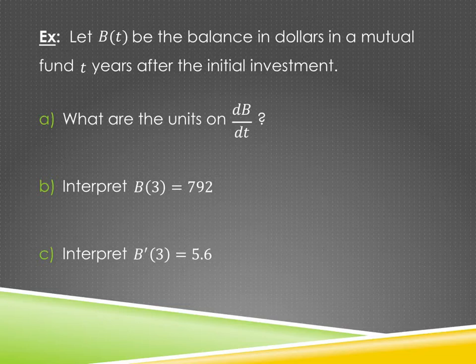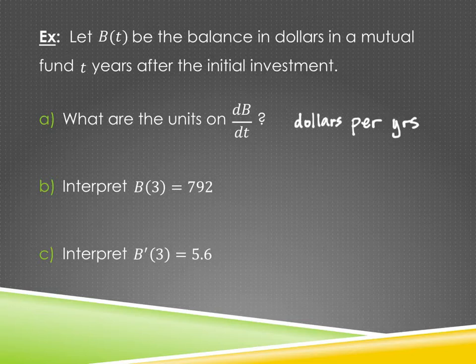So what are the units on B? Yeah, it's the balance in dollars, so the units are dollars. Okay? So dollars. That's sort of the numerator. And then per. And then what are the units on T? Years. It's time in years, so the units are years. So the units on the derivative, or the instantaneous rate of change, slope of the curve at the point, whatever you want to call it, the units are dollars per year.